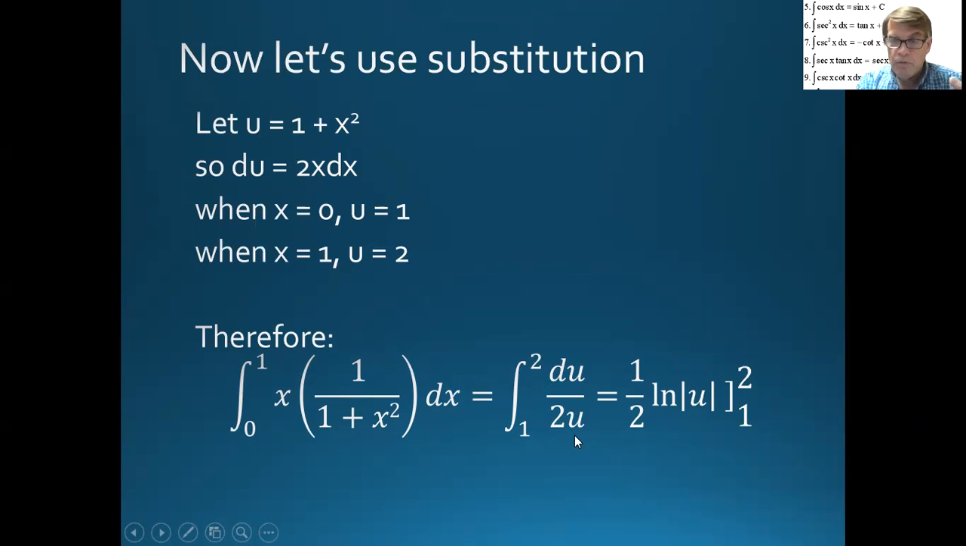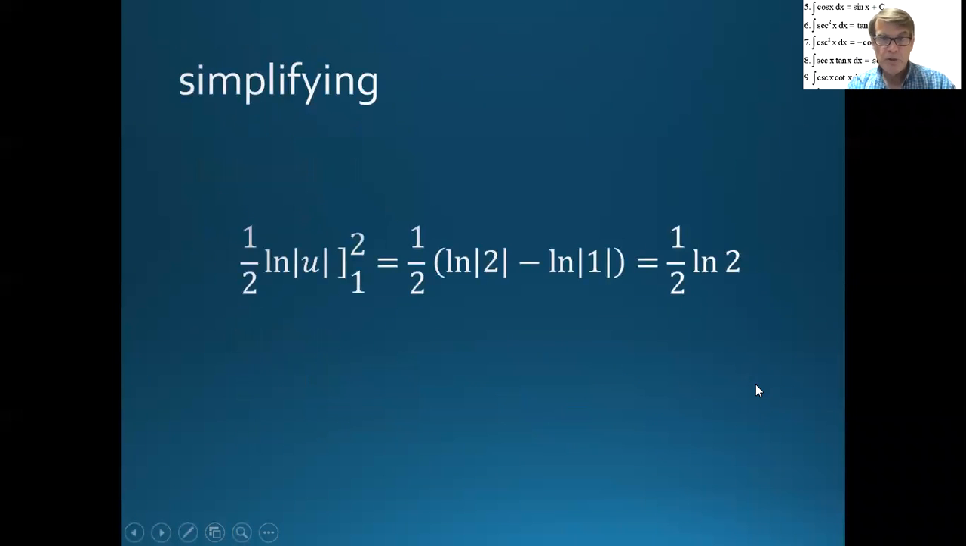All right, now it's in a form that I can do, because I know that the integral of du over u is the natural logarithm of u, or at least the natural logarithm of the absolute value of u. So the 2 comes out as 1/2, that's fine. And now I go from the natural logarithm of u from 1 to 2. So let's break that down here. The 1/2, the natural logarithm of u from 1 to 2, substitute in the 2: 1/2 times the natural logarithm of 2 minus the natural logarithm of 1.